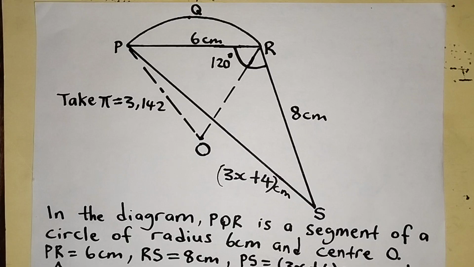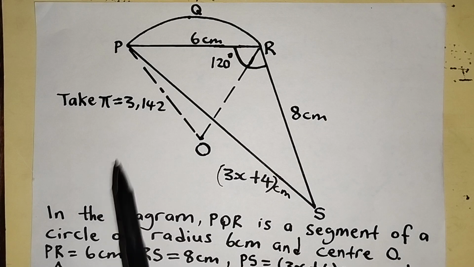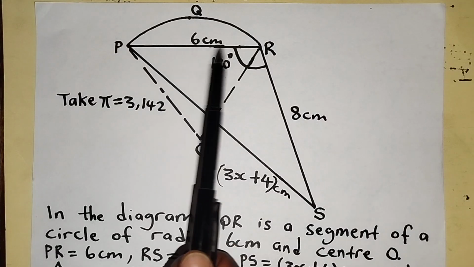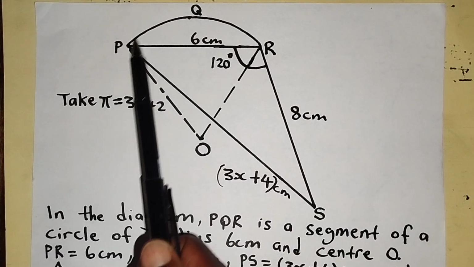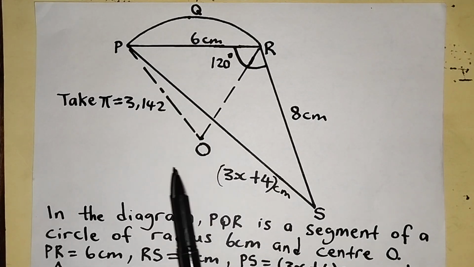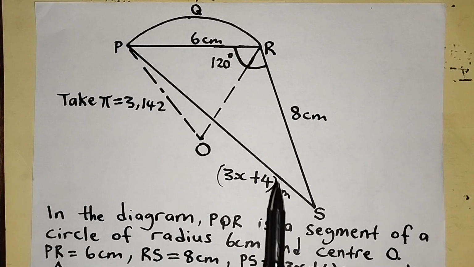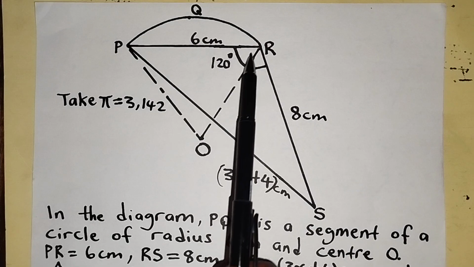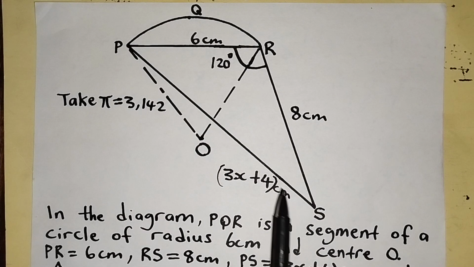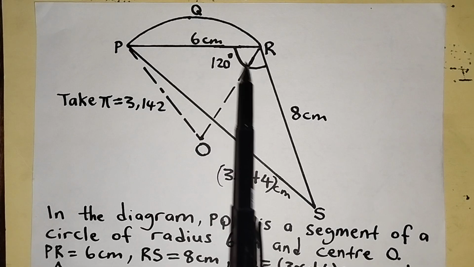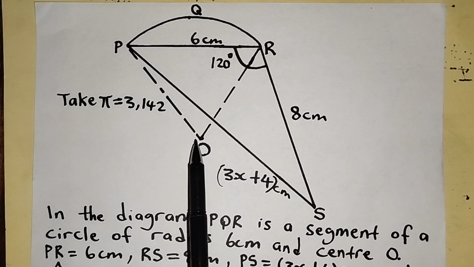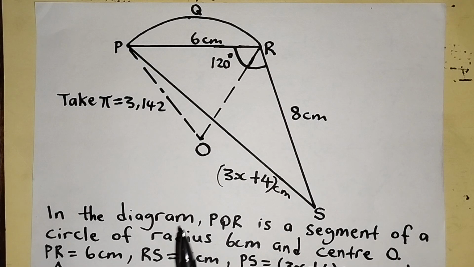Okay, so our segment here is PQR, this region here, which is bound by the arc PQR and the straight line PR. That's our segment. And we have a triangle here, PRS, with the side PR 6 centimeters, RS 8 centimeters, and PS 3x plus 4 centimeters. And for the angle of 120 degrees at R here, PO is a radius and RO is a radius.